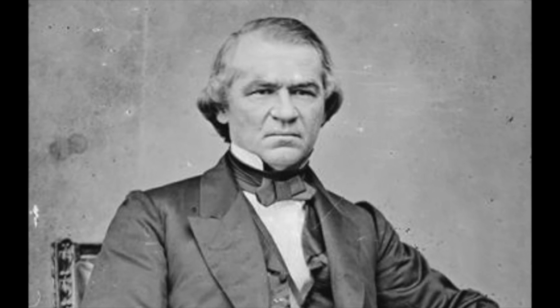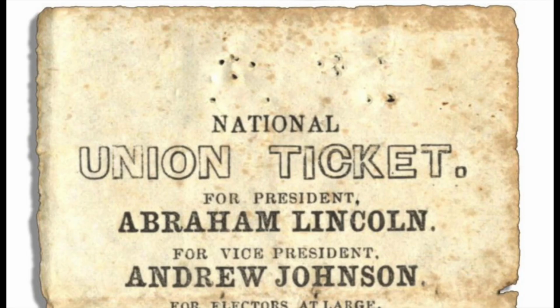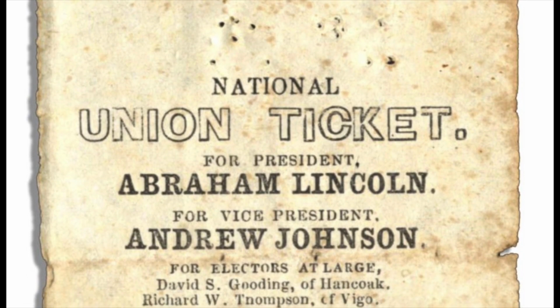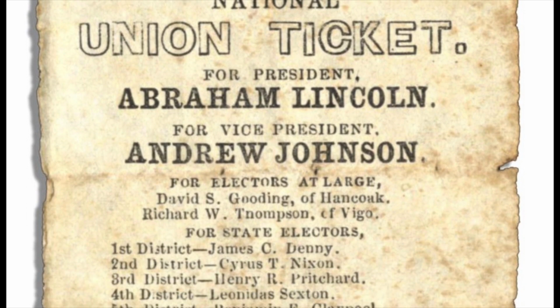A successful tailor in East Tennessee, he was elected to the House of Representatives in 1843, governor of Tennessee in 1853, and to the United States Senate in 1857. When Tennessee seceded from the Union in 1861, Johnson remained loyal to the United States. Because he was a Democrat and a Southerner, and because he had supported the North during the Civil War, Johnson was considered as a running mate for Abraham Lincoln.